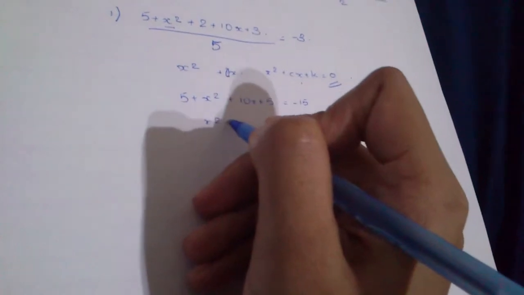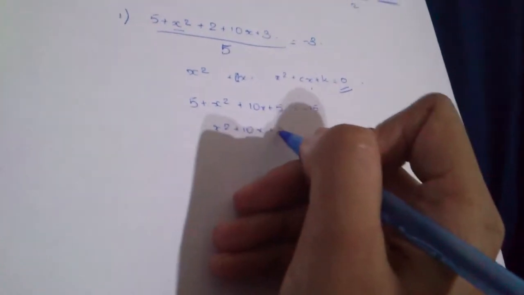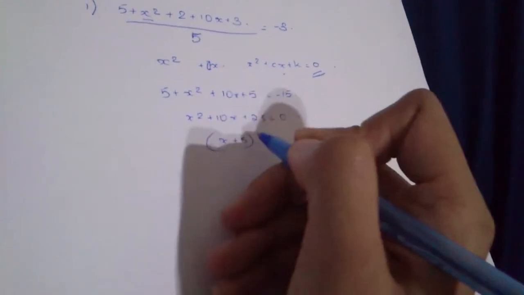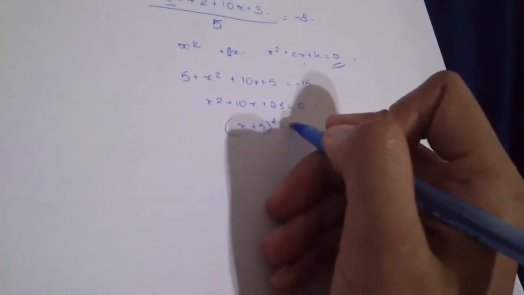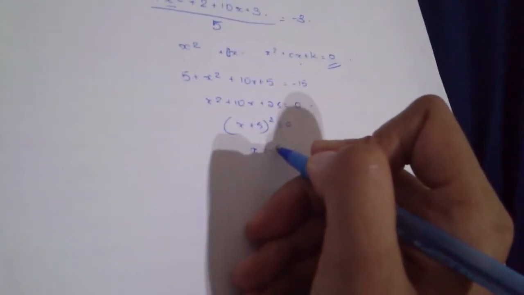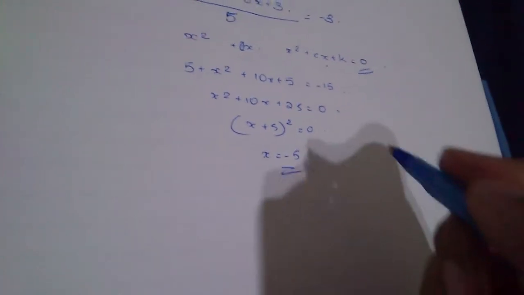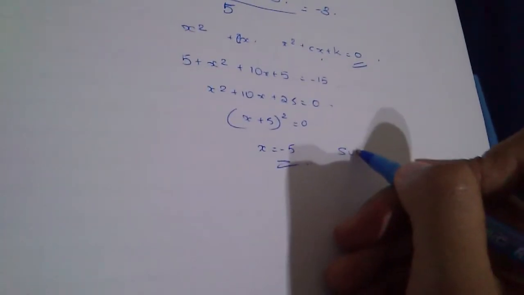So this gives you x square plus 10x plus 25 is equal to 0. You know that this is equal to x plus 5 whole square is equal to 0. So x is equal to minus 5. It gives you an individual value of x. X is equal to minus 5. So this is sufficient.